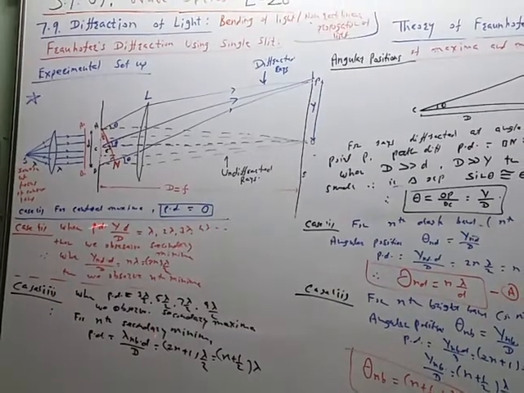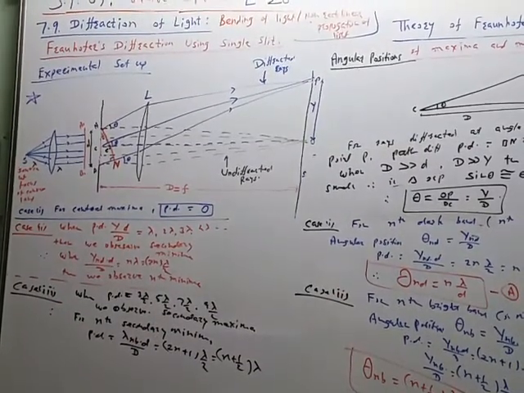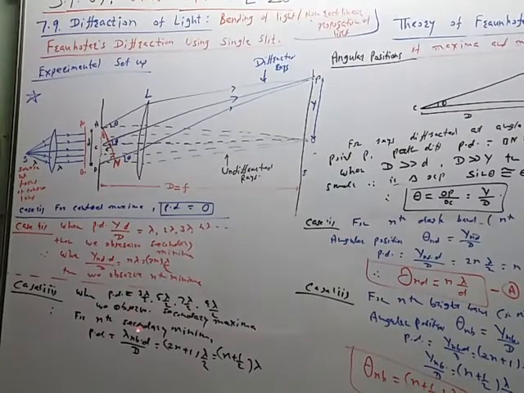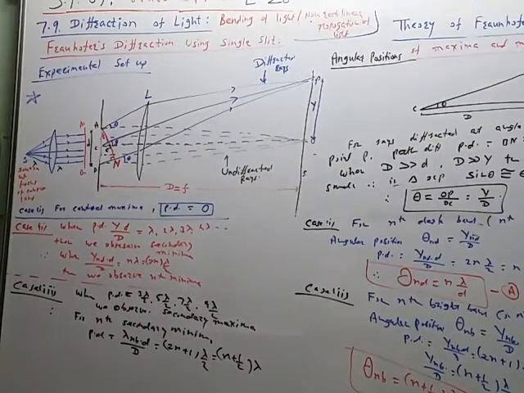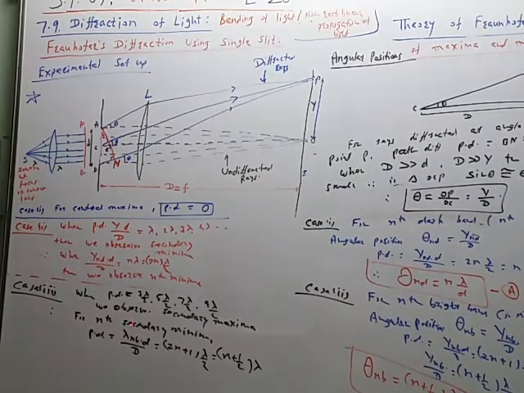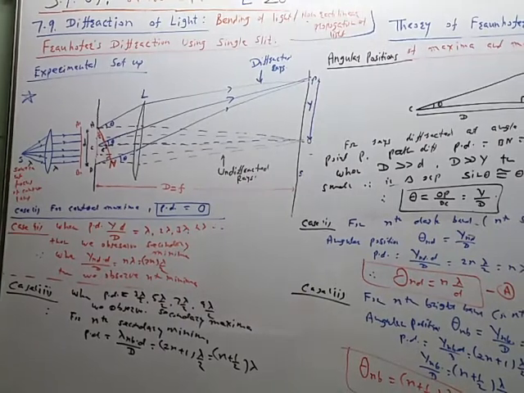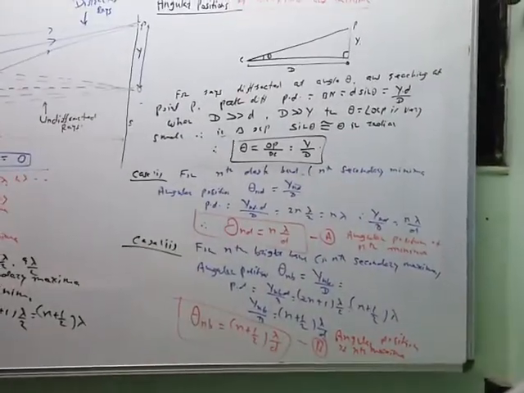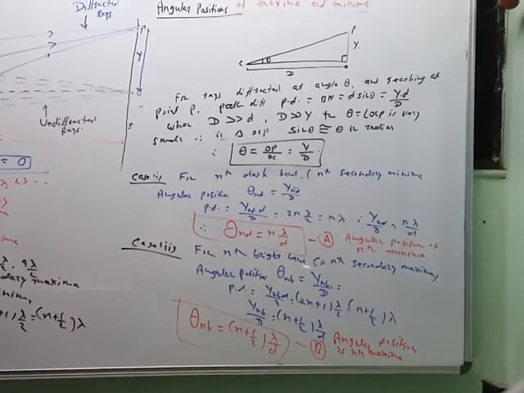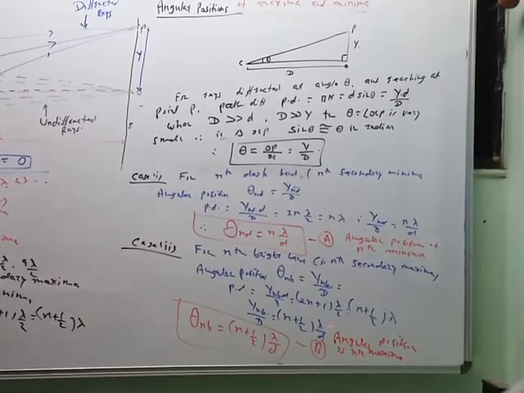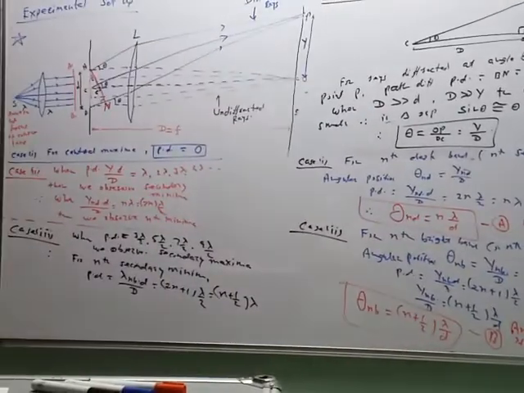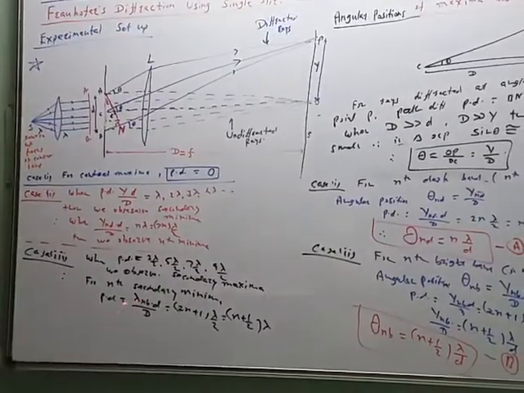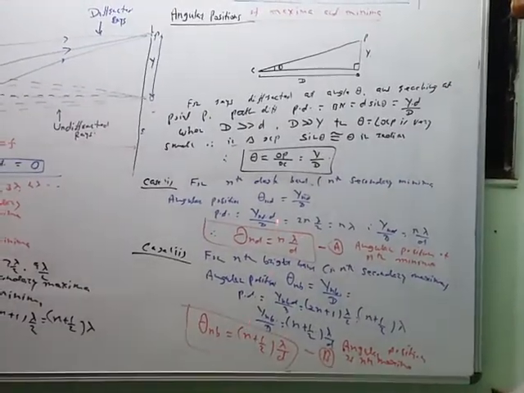So on this side, this gives the distances of the nth dark band and nth bright band on the screen. The point P will be bright or dark depending upon this distance. So these equations give the linear distance of the minima and maxima from the central bright band. And on this side, equations A and B give the angular position of the minima and maxima. So the previous equations are for the linear distance of the point P from the center, and these are the angular position of the maxima and minima.